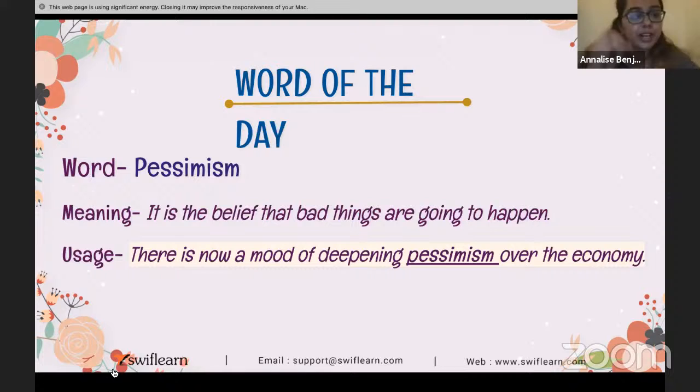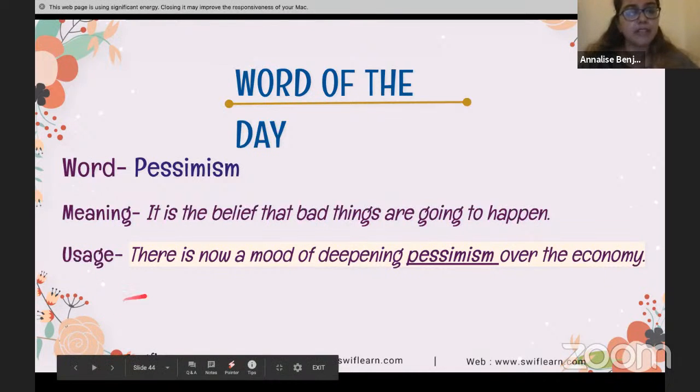Okay, we come to our word of the day. Today, our word is pessimism. Okay, what does pessimism mean? Pessimism is very negative. It's this belief that we have that bad things are going to happen. That something bad is happening. Okay, that's the meaning of pessimism.